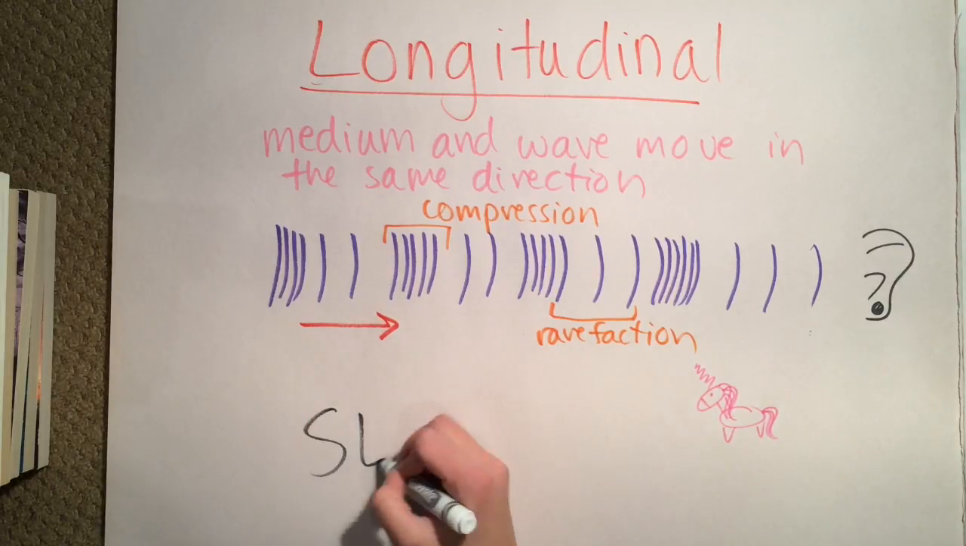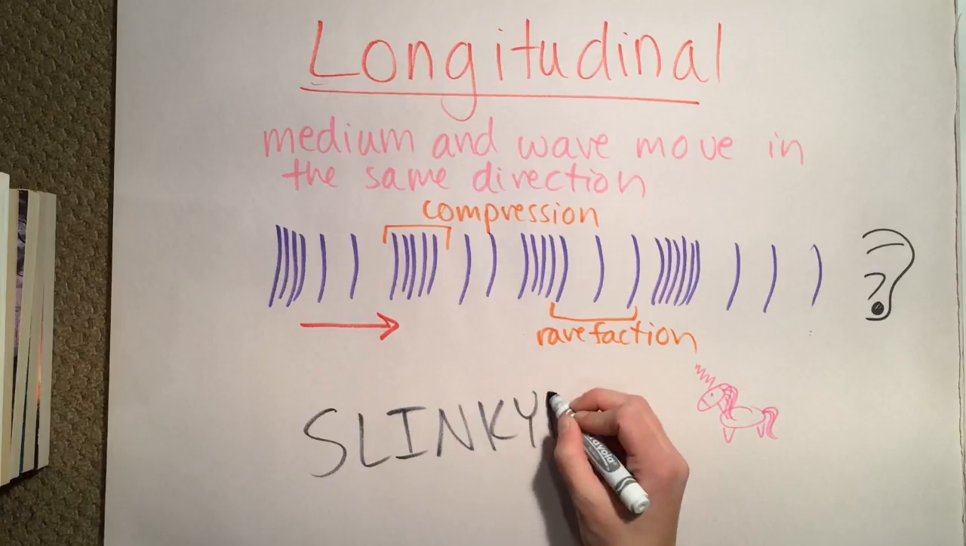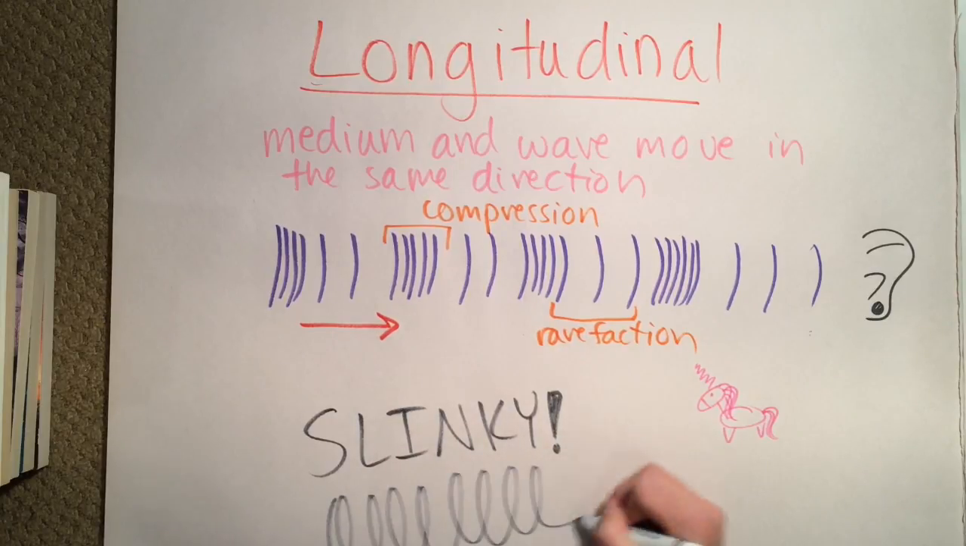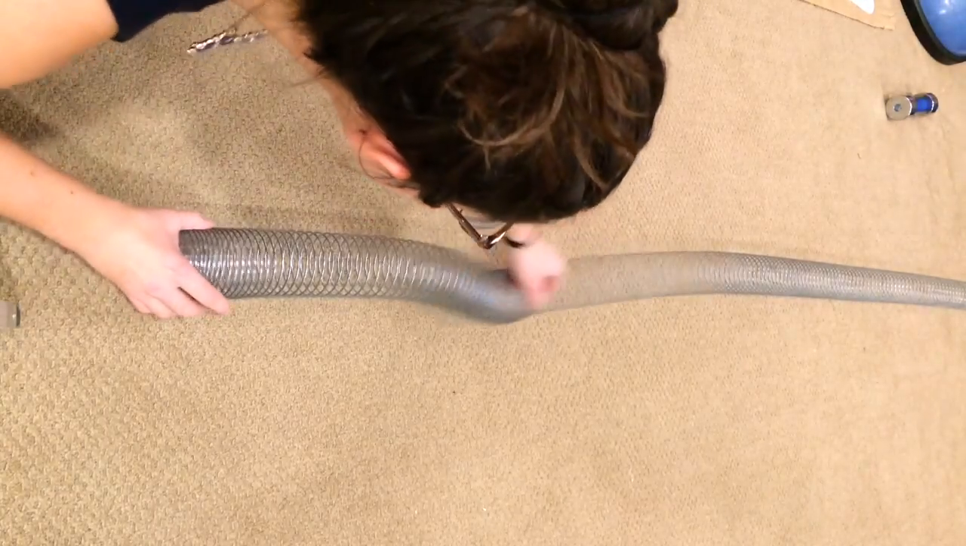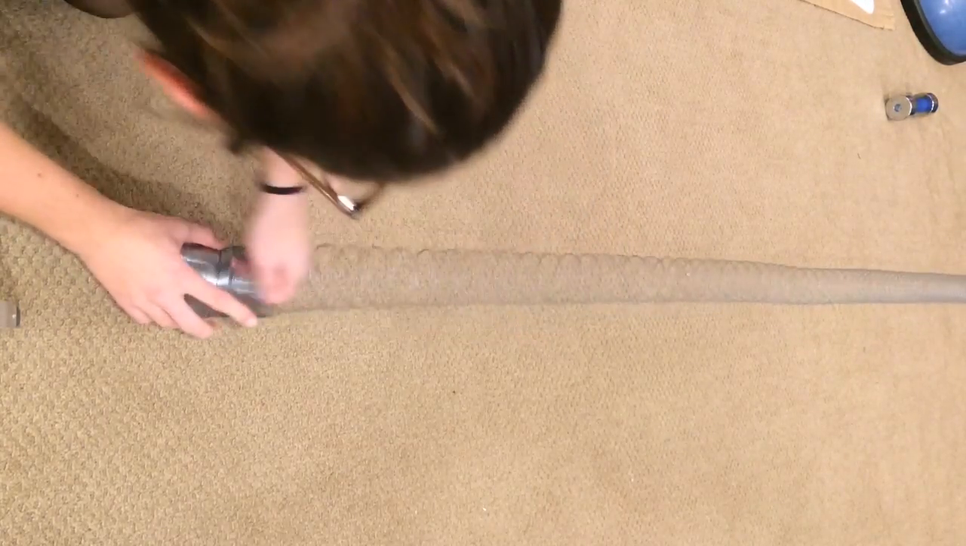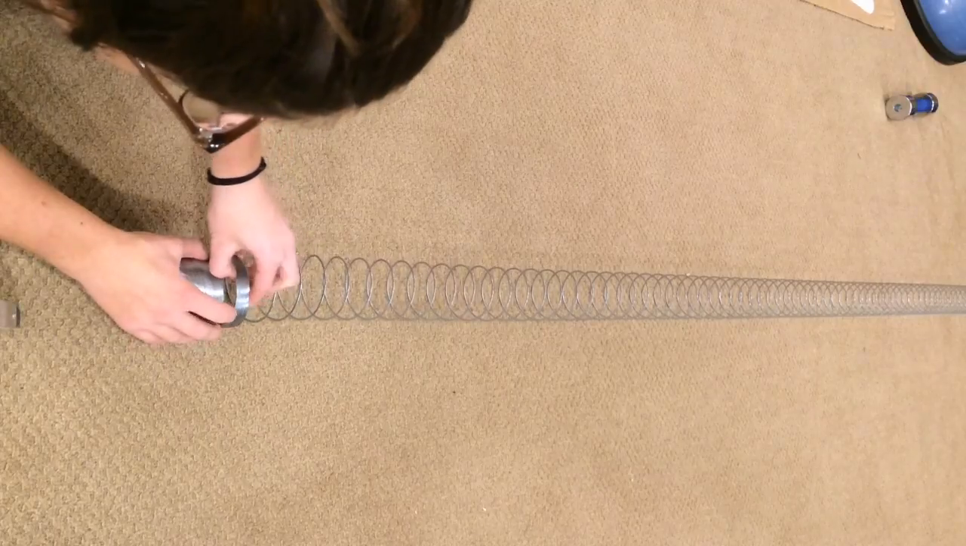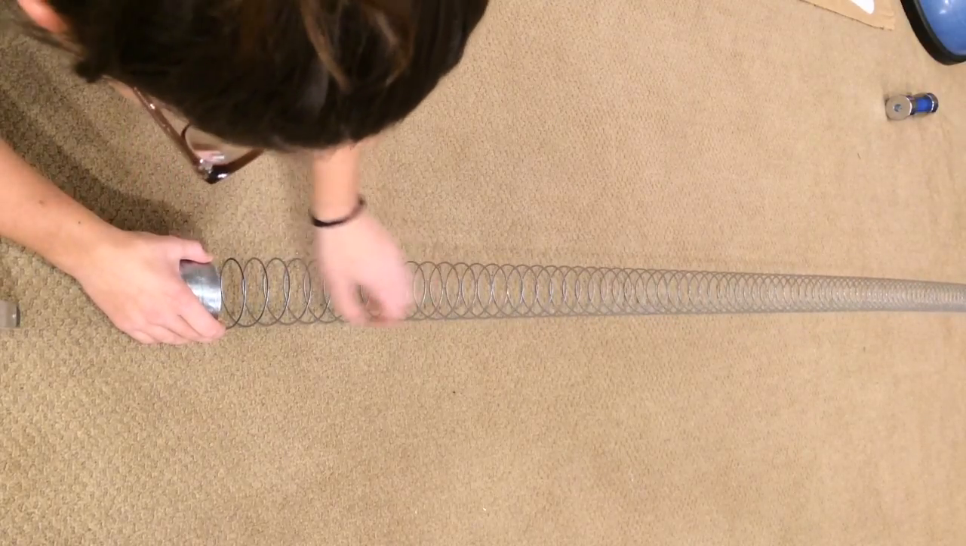Is there any way to model a longitudinal wave? Well, actually there is, and you can do it yourself at home if you have a slinky. So I stretched the slinky out on the floor, and then I grabbed a handful in my left hand. When I let go, it creates those compressions and rarefactions that we talked about earlier.